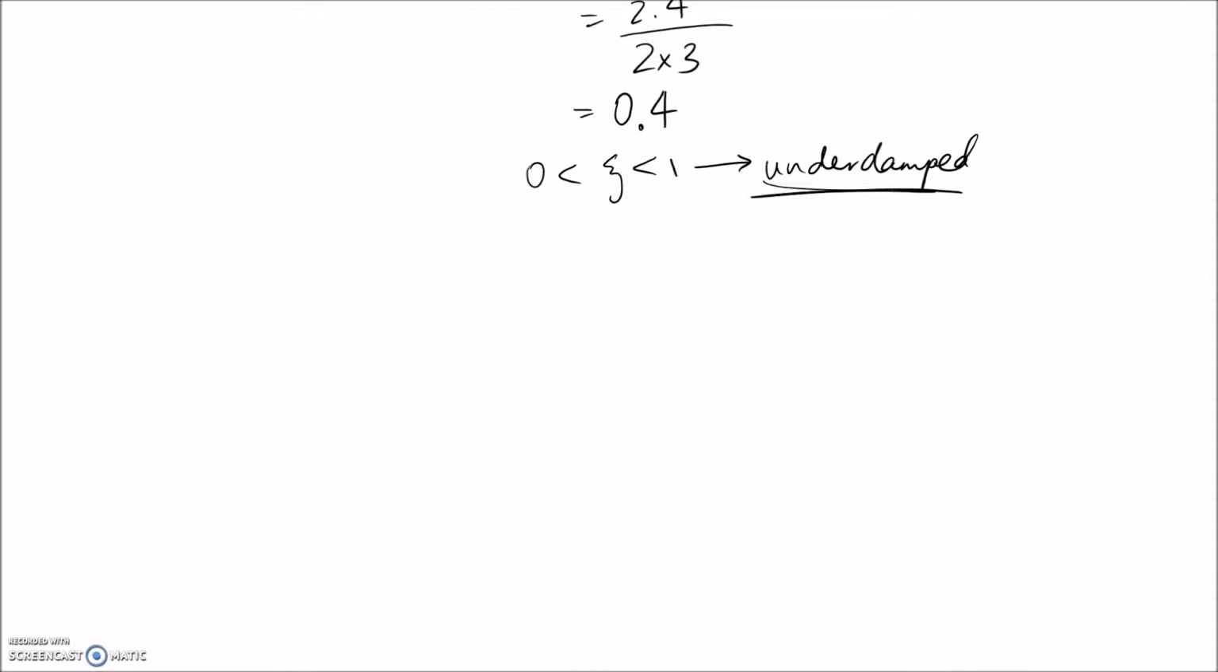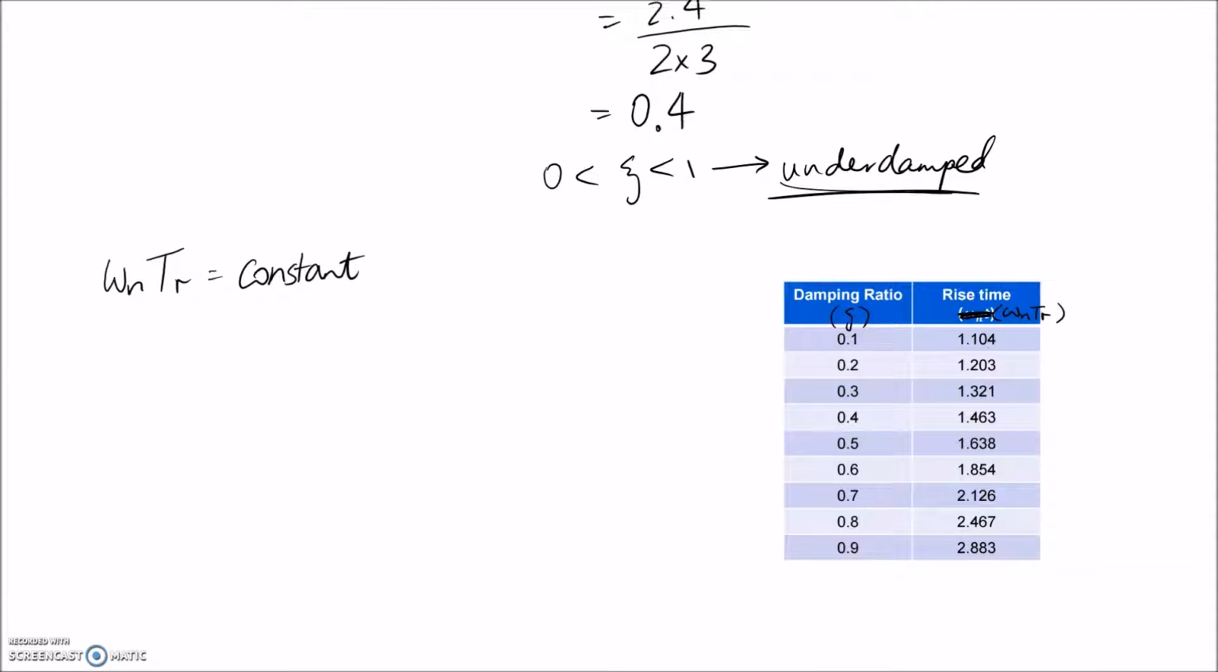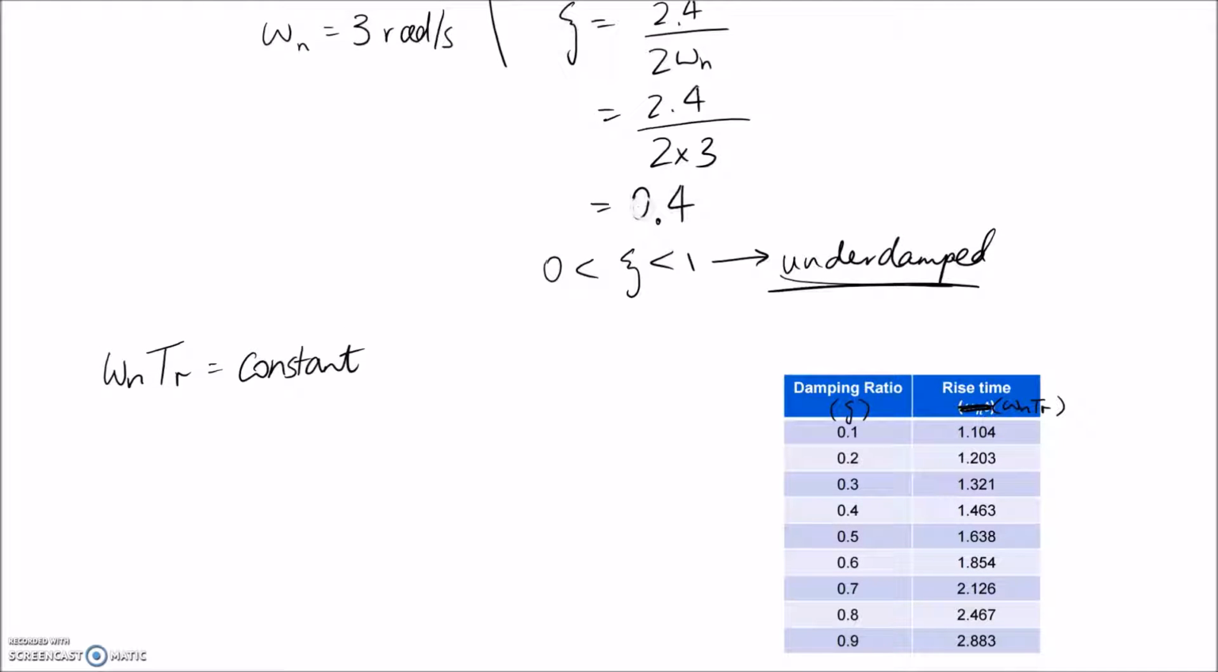So let's go through and start with the rise time. The equation that we had for this was that omega n times the rise time is equal to a constant. And this constant is from a table. So I've just popped in the table here. What we need to do is look up for our damping ratio what the constant is. We decided that our damping ratio was 0.4, so that corresponds to this row. So the constant, which is equal to omega n times that rise time, is 1.463.